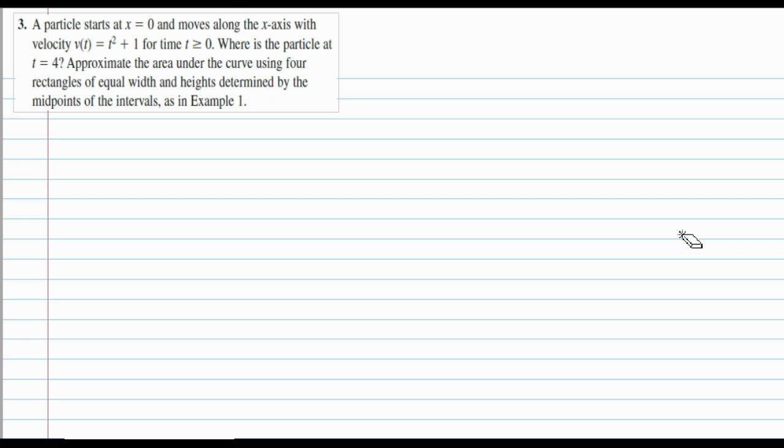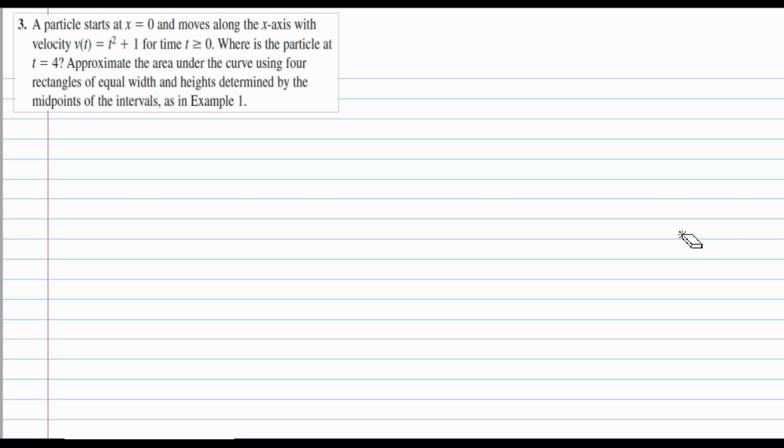So we started out at position 0. It wants to know how far did it move after 4 seconds, so therefore where is it? Is it 8 units out? Is it 27 units out? We don't know. Approximate the area under the curve using 4 rectangles of equal width and heights determined by the midpoints of the intervals. So those midpoints of the intervals means we're going to use LRAM, MRAM, or RRAM. That's right, MRAM, the middle rectangular approximation method.